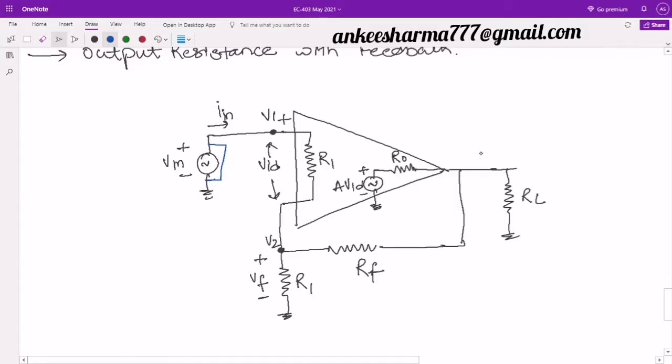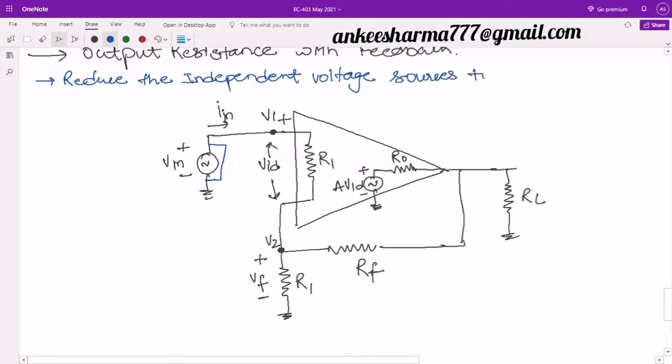So I will simply write here that I will reduce the independent voltage sources to 0. अगर करंट सोर्स होता तब क्या करते हैं हम, उसको ओपन करते हैं, because इंटरनल रेजिस्टेंस से हम रिप्लेस कर रहे हैं. वोल्टेज सोर्स की बहुत कम होती है, 0 होती है, करंट सोर्स की इनफाइनाइट होती है.